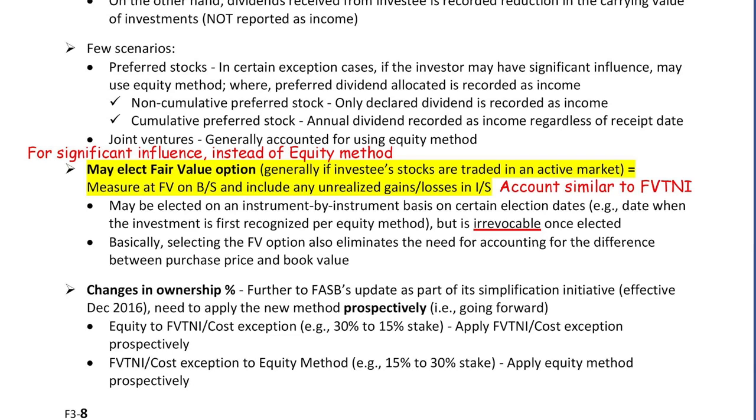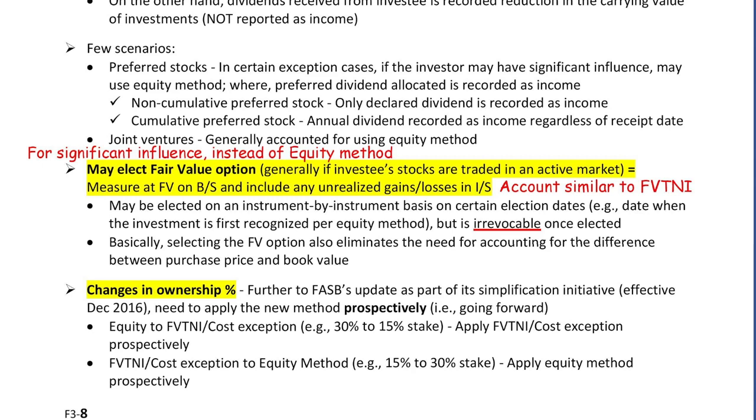On the next bullet, highlight changes in ownership percentage. So how do you account when the investor reduces his holding in the investee, or when the investor increases his holding, such that, let's say, the investor moves from significant influence, the equity method, to no influence, the fair value through net income method, or vice versa, moves from no influence, fair value through net income method, to significant influence, the equity method.